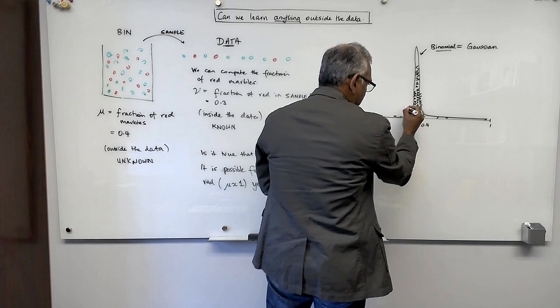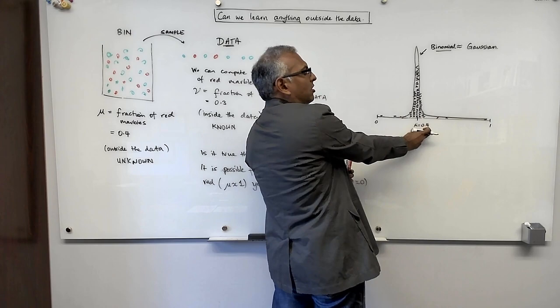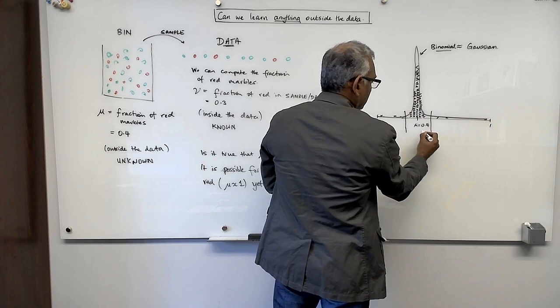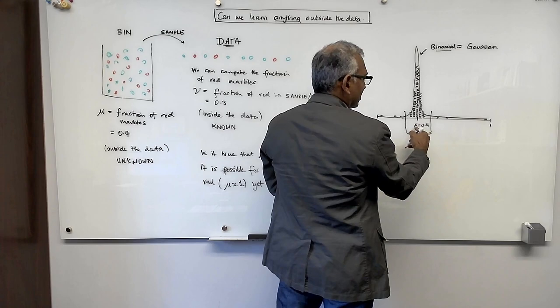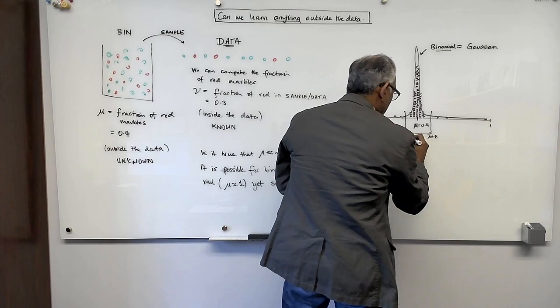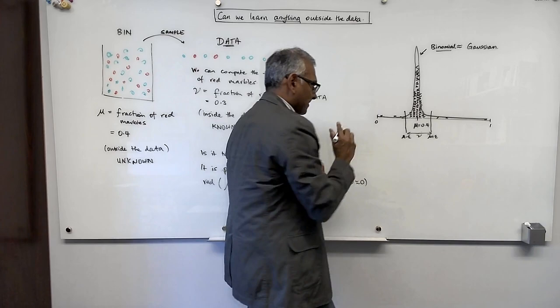Imagine that the nu that I get is within, let's say, epsilon of mu. So if nu happens to fall in this region, which is mu plus some small value epsilon and mu minus some small value epsilon, I'll say a good thing happened. The sample was good. This is good.